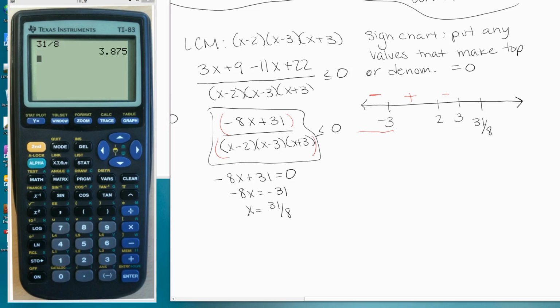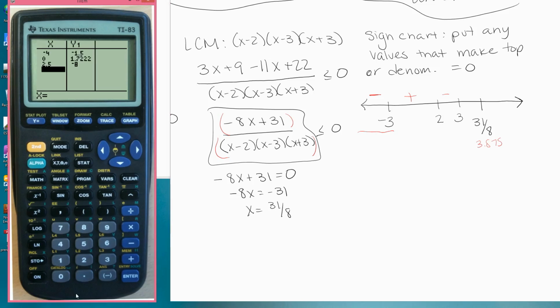So that's 3.875. So we need something between 3 and 3.875. So for example, we could do 3.5. So that's positive. And then we need a number bigger than 31 over 8. So we could use 4. And that one's negative. Okay.